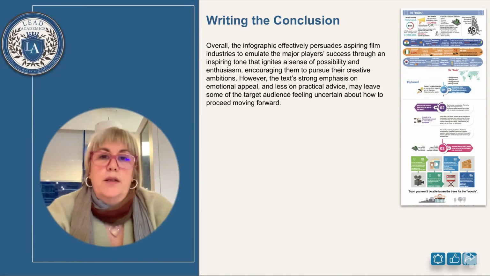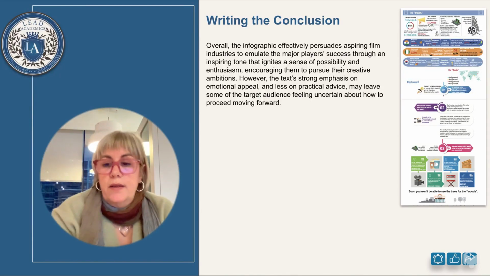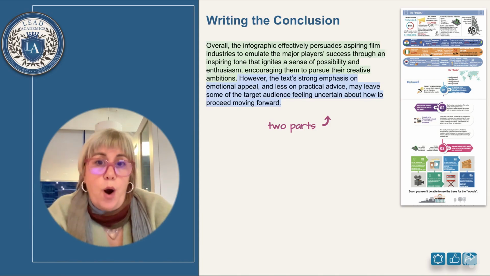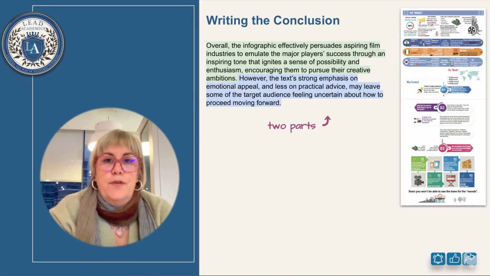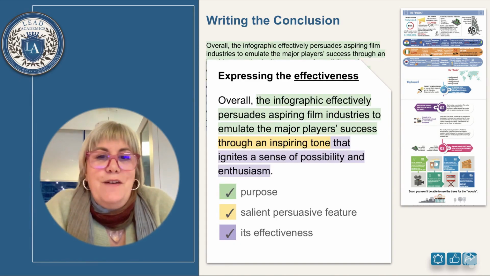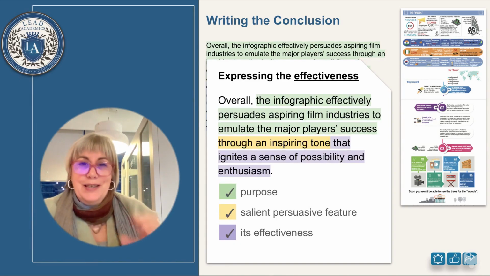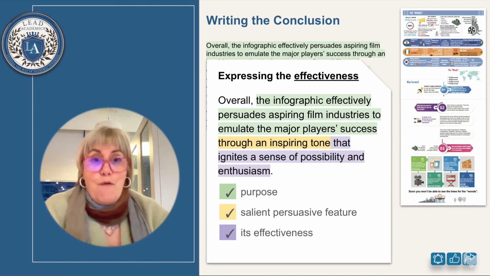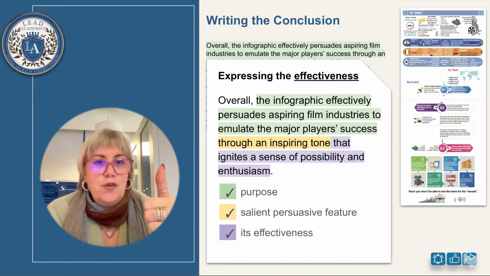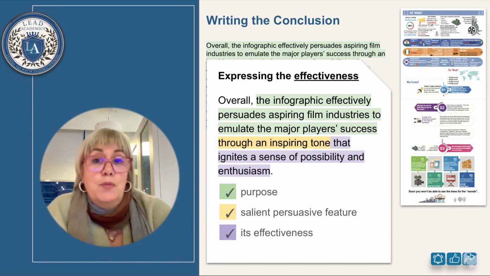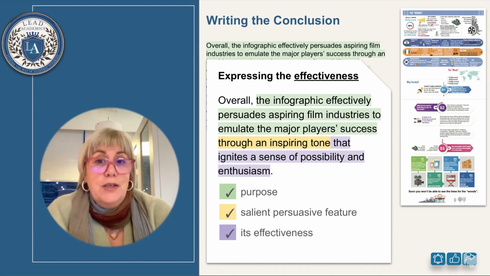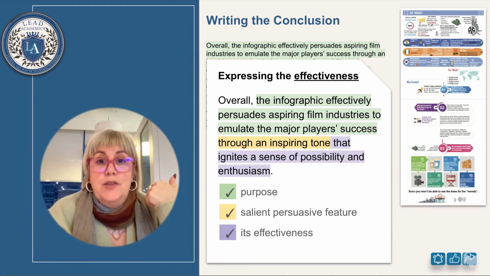And let's talk about writing the conclusion. Writing the conclusion, there are two parts. You don't have to do the second part, but you definitely have to do the first part. Here's the effectiveness. The first part of the conclusion is the effectiveness. You want to begin with overall. And we want to mention the purpose first. Just go and paraphrase your purpose. The infographic effectively persuades aspiring film industries to emulate the major players' success.